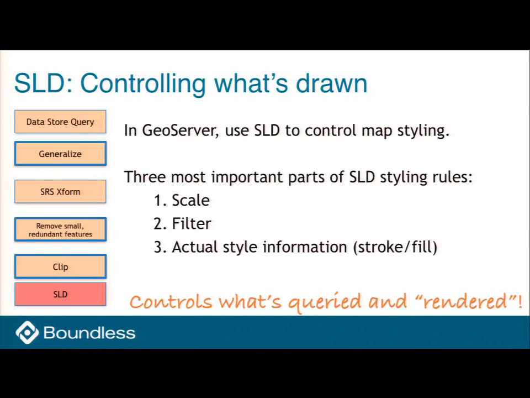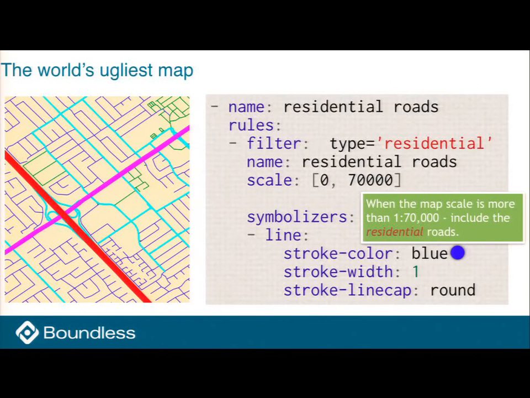And there are three parts to an SLD rule, and I'll give an example in a second. Scale: how zoomed in or out you are determines if the rule gets turned on or off. It has a filter, so you can tell which data that rule is firing on, and styling, which isn't something you use with vector tiles. Now, I made a really ugly map, and if you tried harder, you could probably make it uglier. But I'm going to spend a little bit of time on a concrete example of how to use SLD to generate your vector tiles.